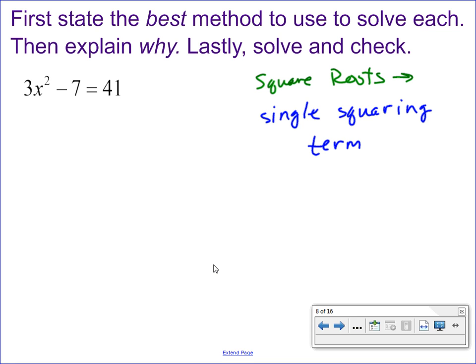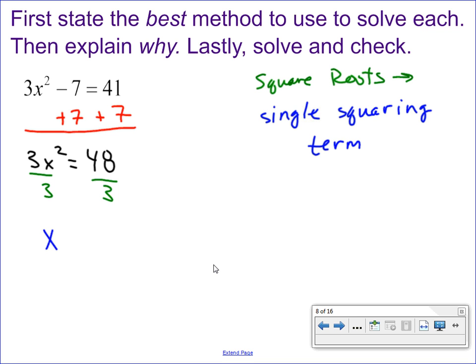So here we go. It looks like the best first step is to add 7 to both sides. Next, undo that multiplication to isolate my squaring term, so divide both sides by 3. That gets our squaring term, x squared, alone. So finally we can get after it. We can undo squaring now with square rooting.